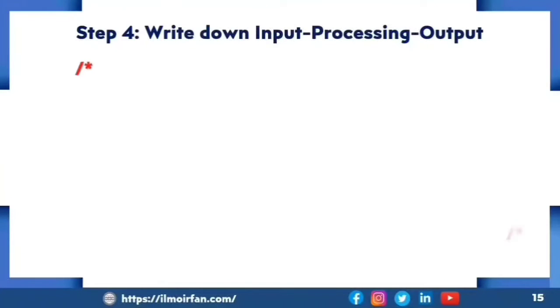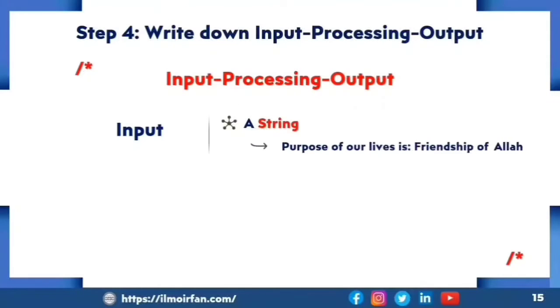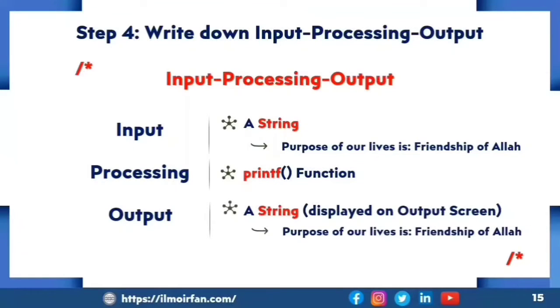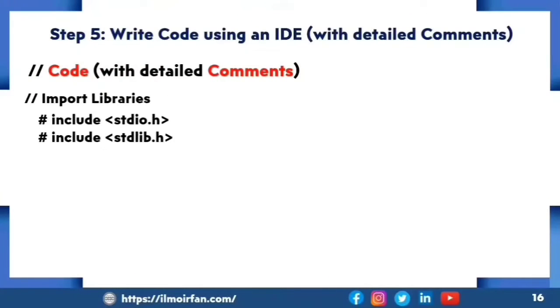Step 4. Write down input processing output. Input of program is a string, that is, purpose of our lives is friendship of Allah. For processing, I have used the printf function to display the input string on the output screen. Output of program is also a string, which will be displayed on the output screen. That is, purpose of our lives is friendship of Allah. Step 5. Write code using an IDE with detailed comments.